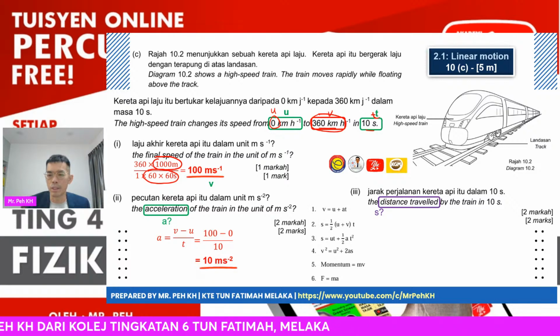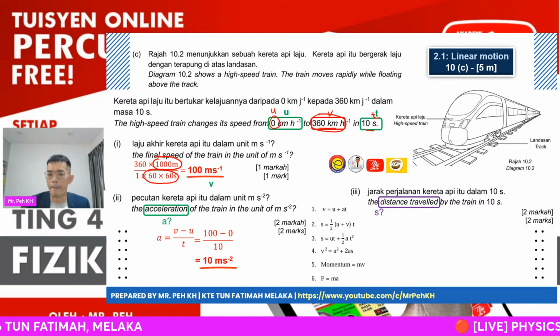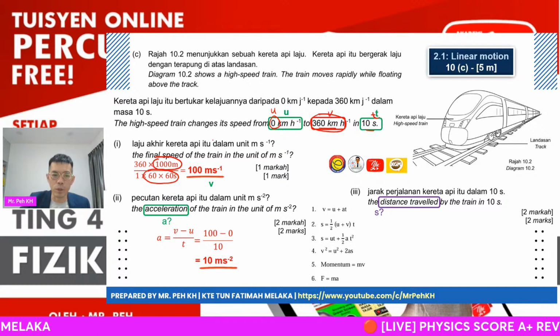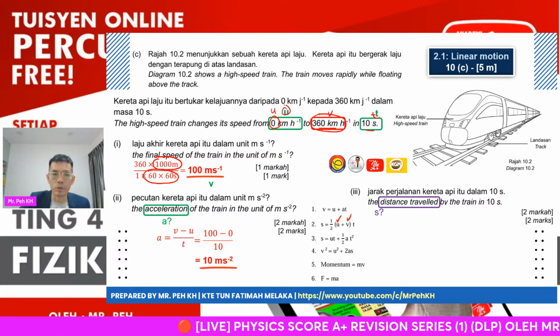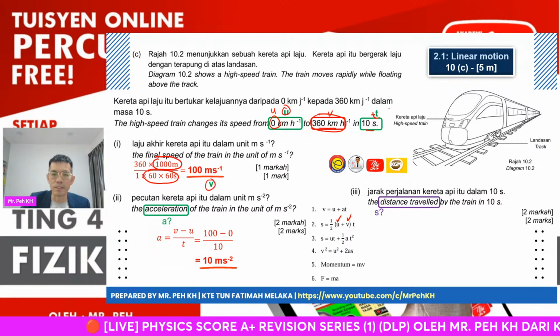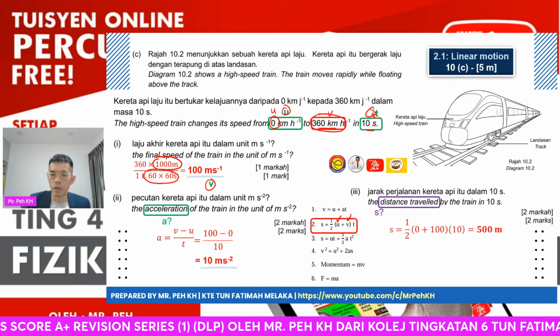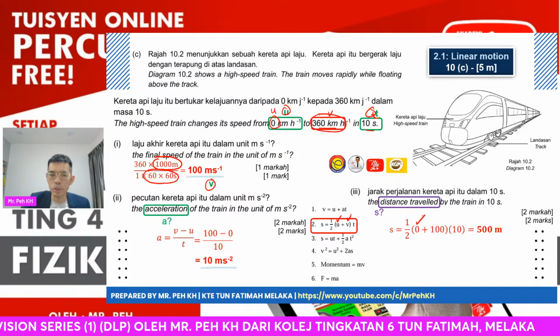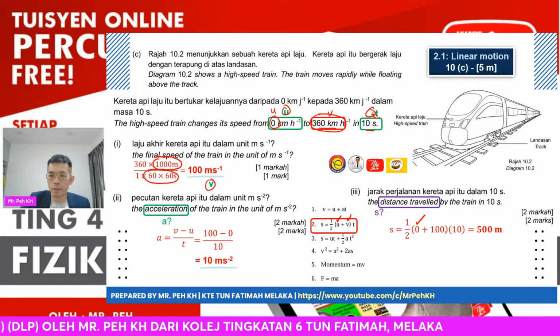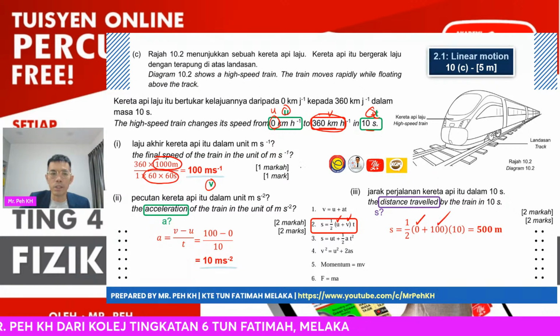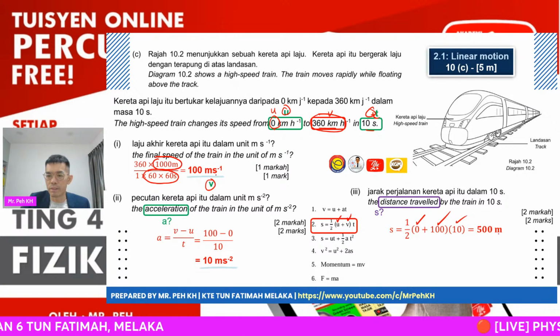Okay, so again, we have to choose a suitable formula. So here the question gives us U, V, and T. So that means you can choose equation 2. You substitute U equal to 0, V equal to 100, time taken 10, so you get 500 meter.